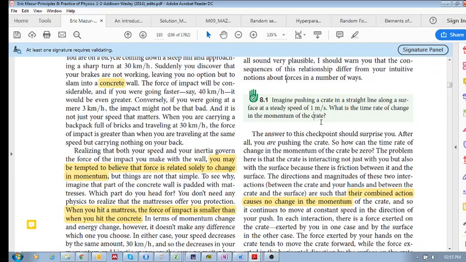Well, if there is no change in velocity, no change in speed, then there's no change in momentum. Your delta P is 0. And if there's no change in momentum, then there's no resultant force. So, but how can this be? Because you are pushing the crate. But how can the change in momentum be 0?